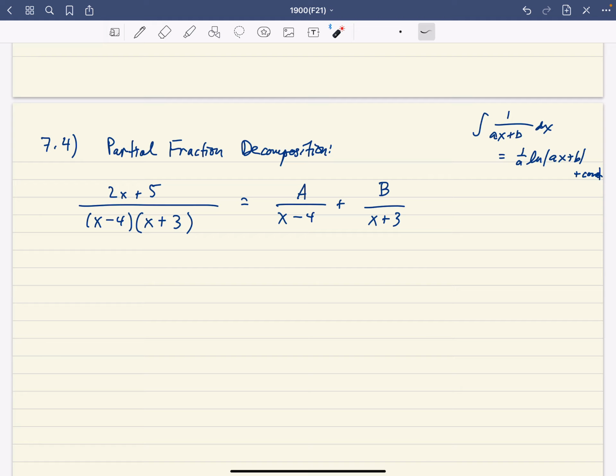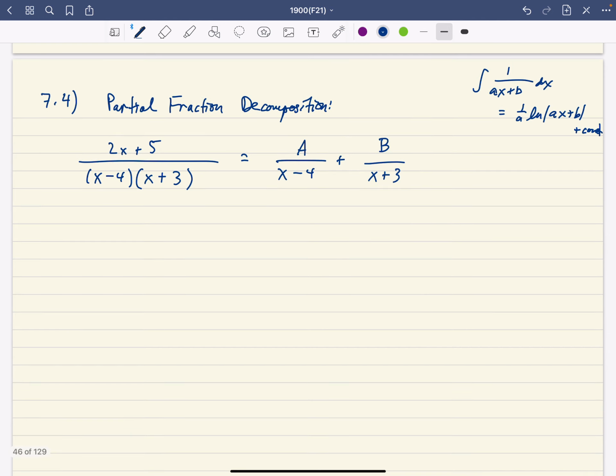And so when you have linear terms, the partial fraction decomposition part that you get is just a constant over that linear term. That's the end of the story. There's not really too much there. I'm not going to find a and b. I'm more interested in talking about how partial fraction decomposition works and when we can do it.